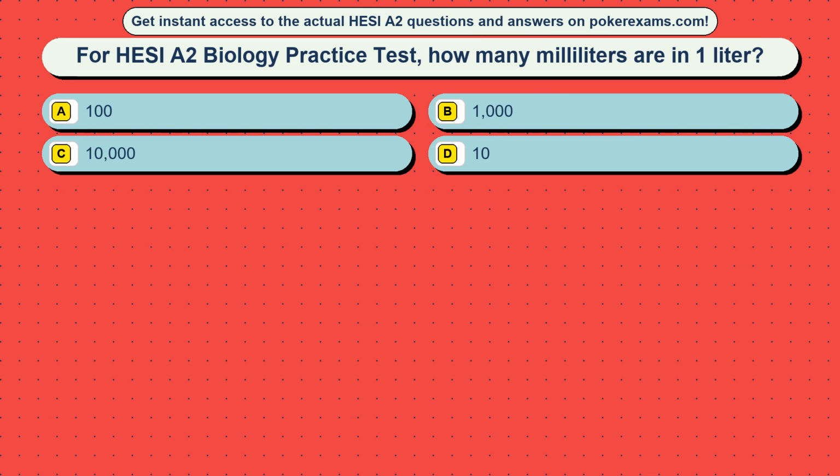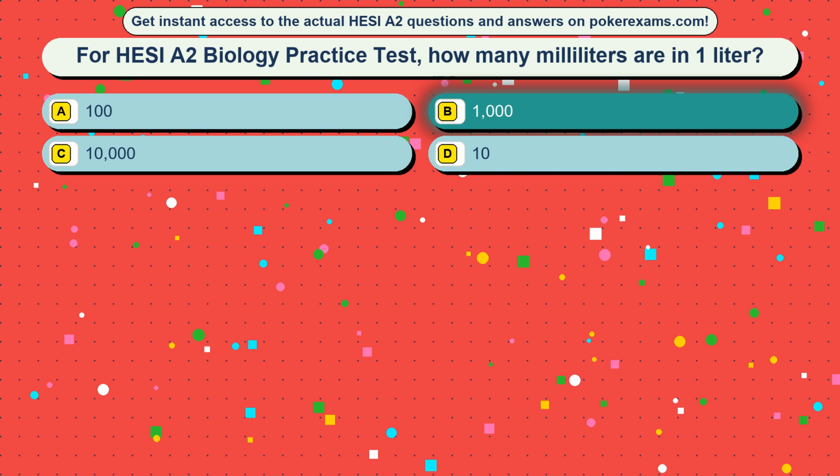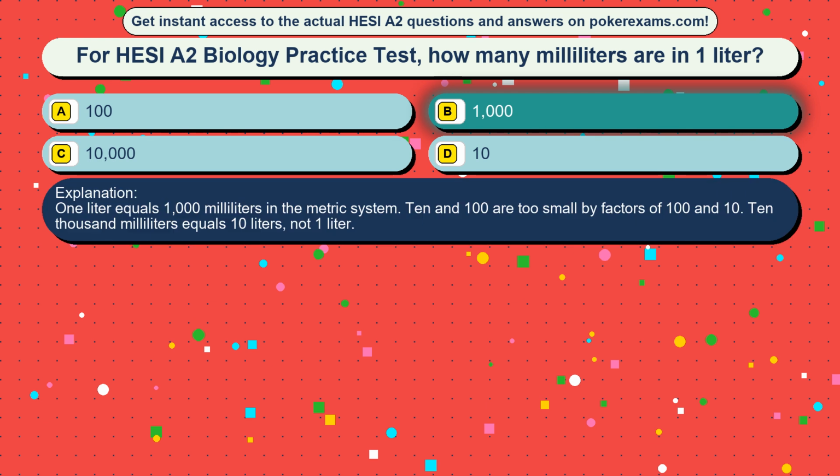Question 42. On the HESI A2 Biology practice test, how many milliliters are in 1 liter? Option A, 100. Option B, 1000. Option C, 10,000. Option D, 10. The correct answer is option B, 1000. 1 liter equals 1000 milliliters in the metric system. 10 and 100 are too small by factors of 100 and 10. 10,000 milliliters equals 10 liters, not 1 liter.